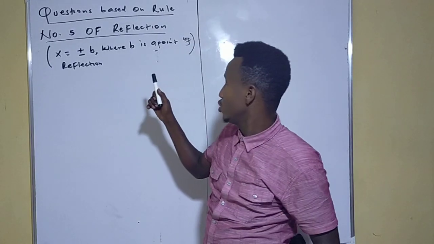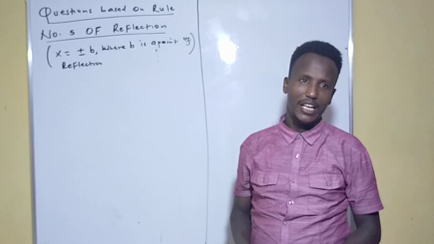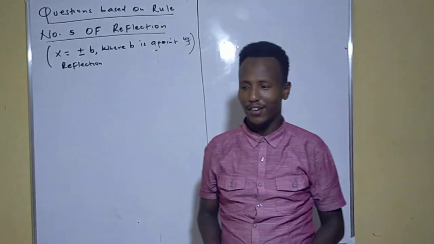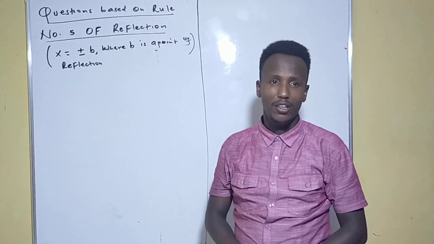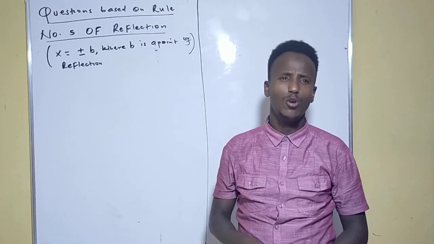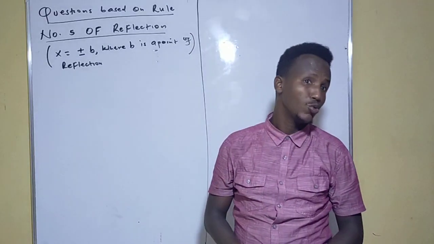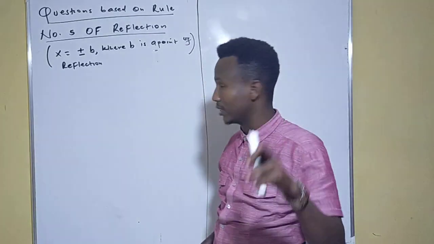So, questions based on rule number 5. Don't forget, we said rule number 5 was the line x is equal to plus or minus b, where b is the point of reflection. You'll be given it, don't worry. So now, can't you see that I'm giving you an easy way of learning mathematics, honestly. And I know the majority of teachers in school don't teach transformations, for your information, and you are my witness, I'm sure.